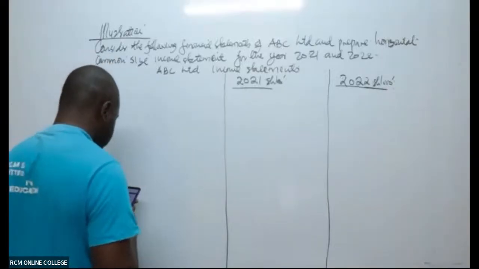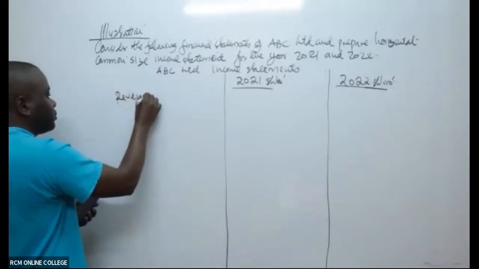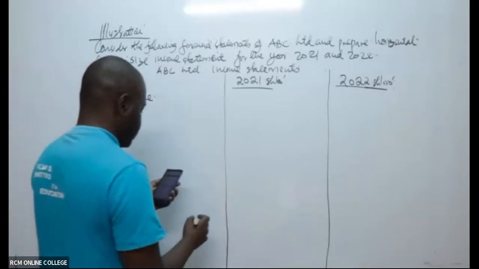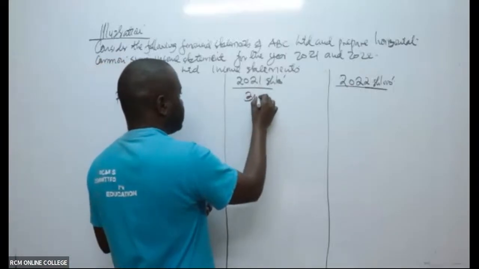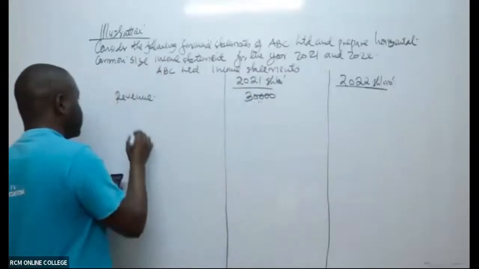Then you can start with the revenue. So revenue here, let's say 30. So that is the first item. Then cost of sales.